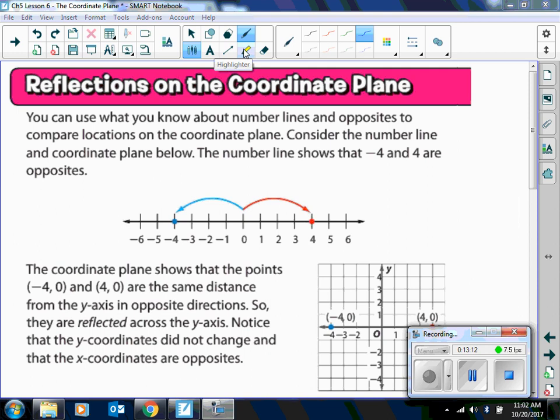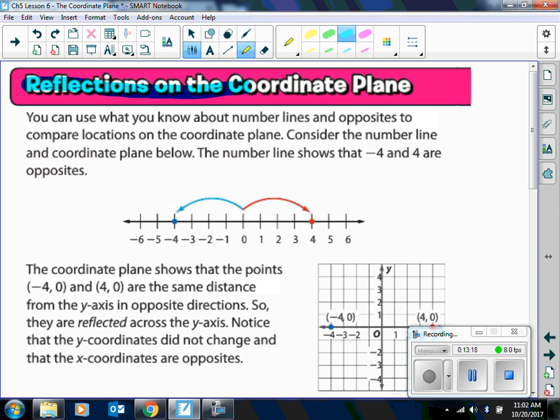This is the part where it's going to get just a teeny tiny bit more challenging, okay? So make sure you write down your heading. We're looking at reflections on the coordinate plane. Reflections on the coordinate plane. Make sure you write down your heading.